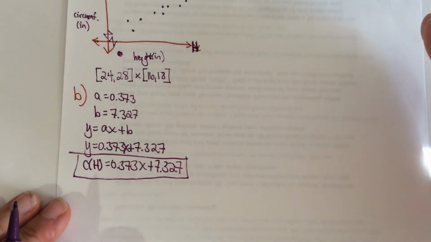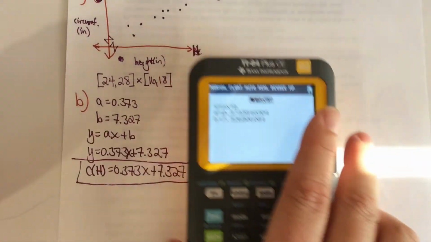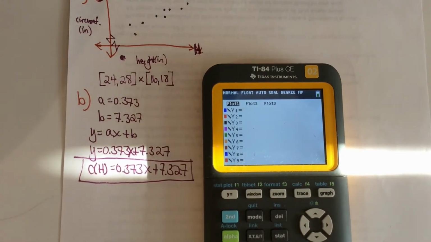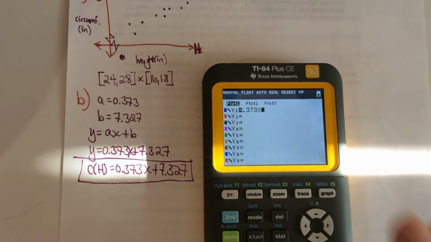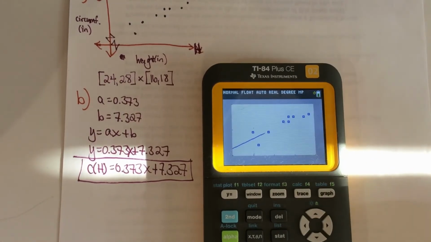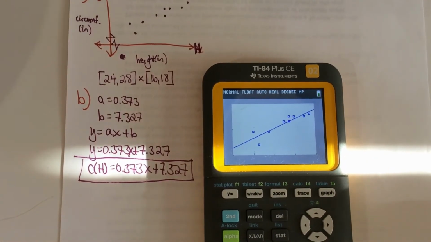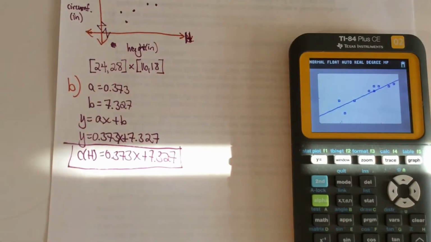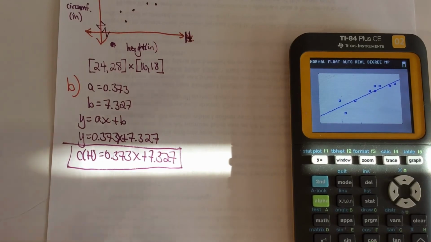Okay, that was B. C says interpret the slope. Let me show you what that looks like, by the way, on the graph. I'm going to go 0.373x plus 7.327, and I'm going to graph it. And that looks like a line of best fit from what I remember from Algebra 1, right? Okay. C says interpret the slope.